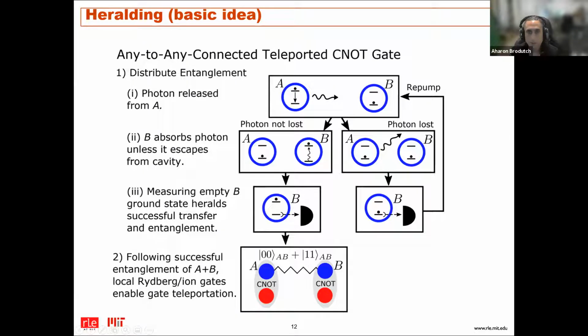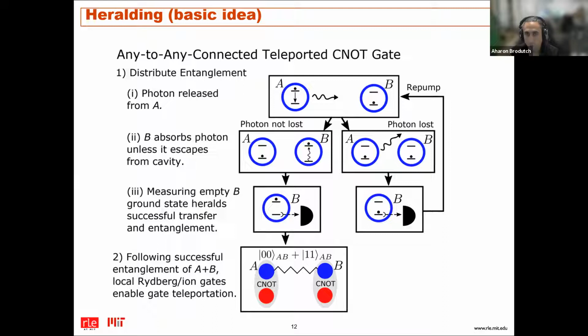Josiah, can you explain two questions. One is, how is information encoded here? Because surely it's not encoded in these two levels. And the other question is, what about atoms C, D, E, F that are between A and B?